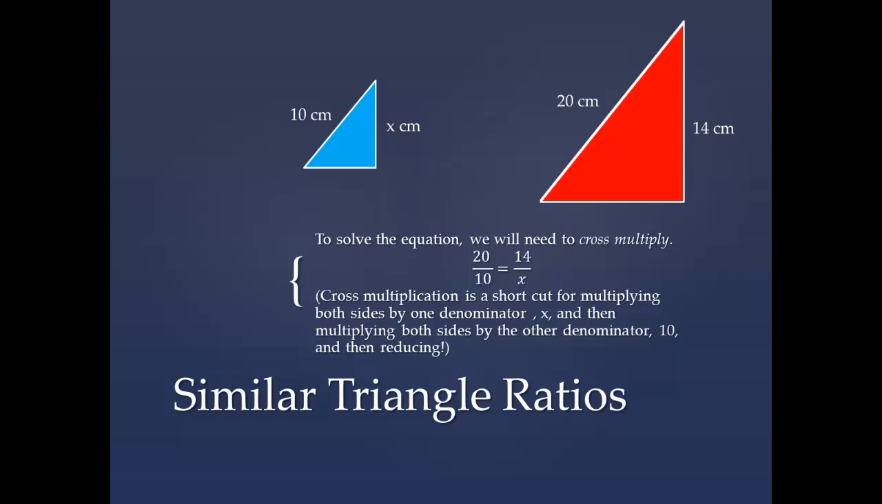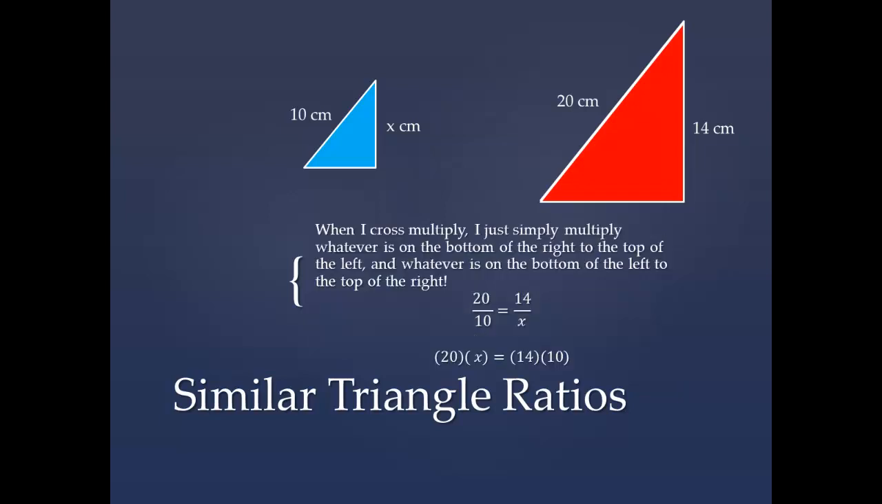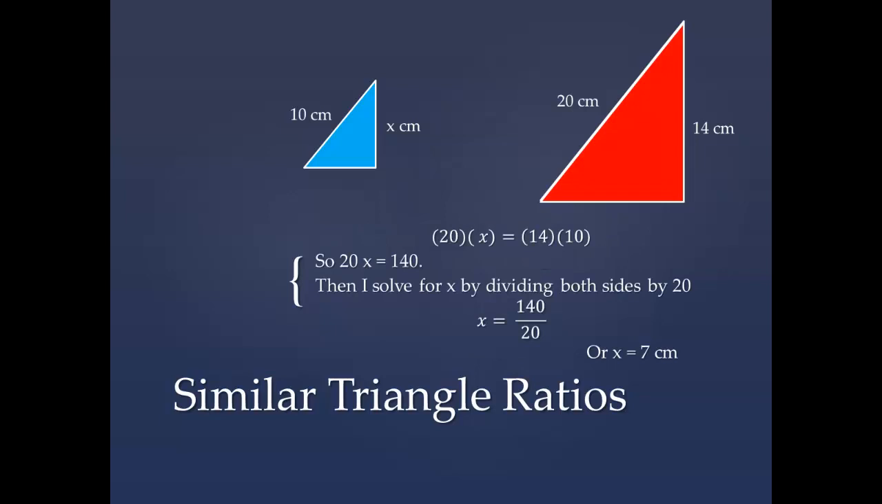Cross multiplication is a shortcut for multiplying both sides by one denominator, x, and then multiplying both sides by the other denominator, 10, and then reducing. When I cross multiply, I simply multiply whatever is on the bottom of the right to the top of the left, and whatever is on the bottom of the left to the top of the right. So I end up with 20 times x equals 14 times 10. I've sort of crossed them over. To solve that, we get 20x equals 140, and then I solve for x by dividing both sides by 20. So x is 140 over 20, or 7 centimeters.